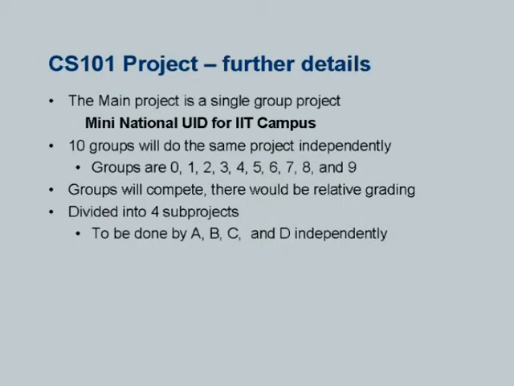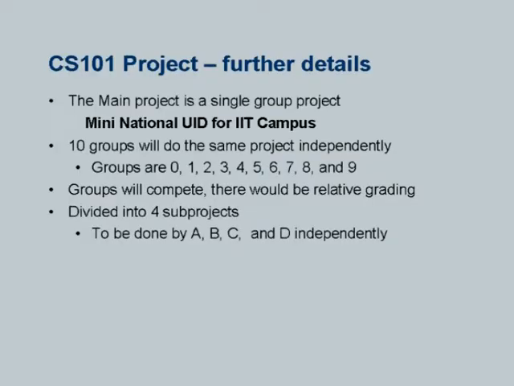Relative grading is only to sort of qualify that this group, together all the 4 projects, all the 4 lab groups within that group have done slightly better than others. I would not allocate too many marks for this relative grading anyway, but this group will be divided into 4 sub-projects to be done by A, B, C and D independently. So each sub-project has to be done independently, but there has to be sort of interaction between these sub-projects in terms of standardization of common interfaces and so on.